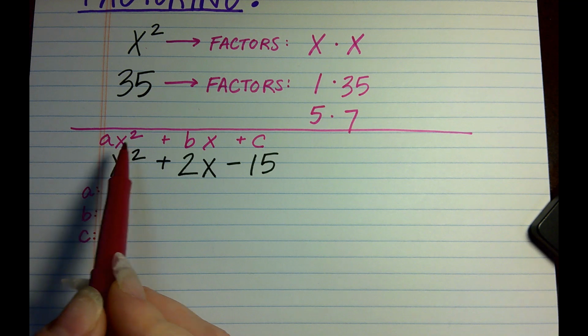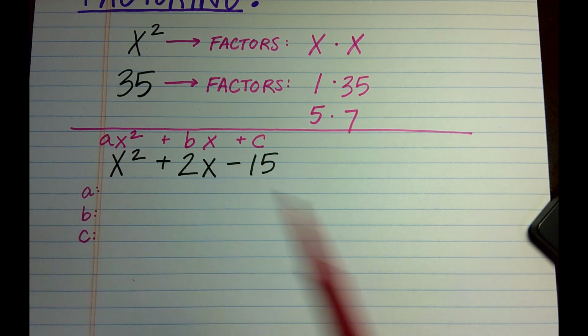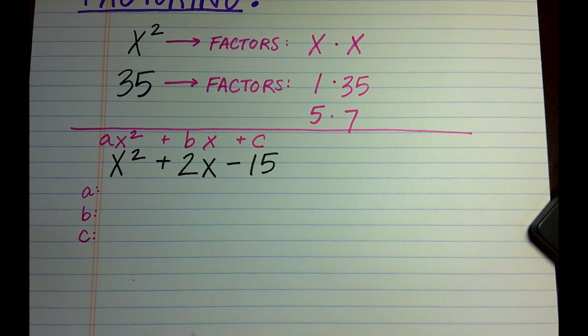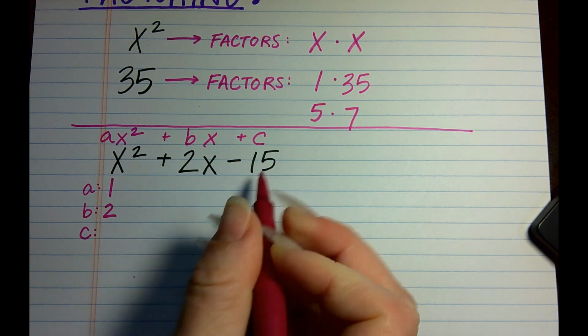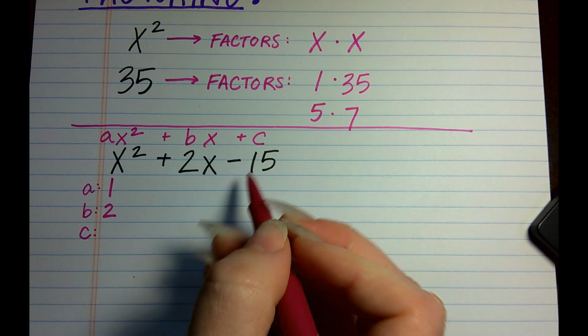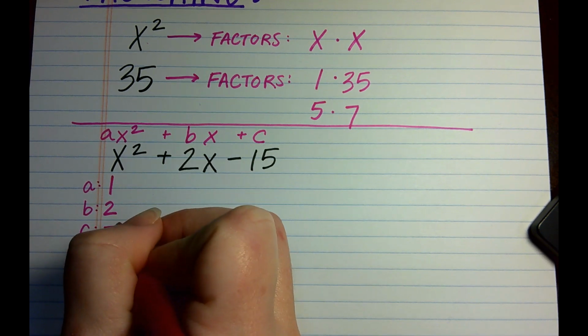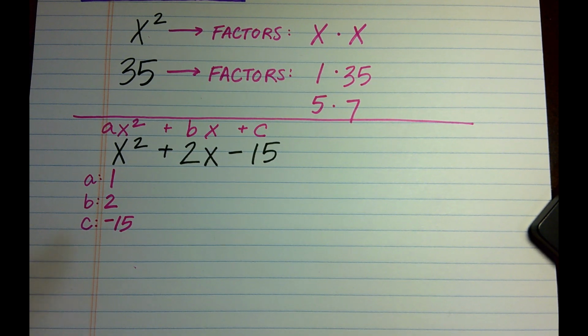So ax squared, what is the number in front of my x squared here? 1. There is no number, so we assume it's 1. So what is our A? 1. What's our B? 2. What's our C? Negative 15. Good. So pay attention. If you have minus 15, it's negative 15. If it was plus 15, we would keep it positive. So I now have my A, my B, and my C listed, written out, labeled.